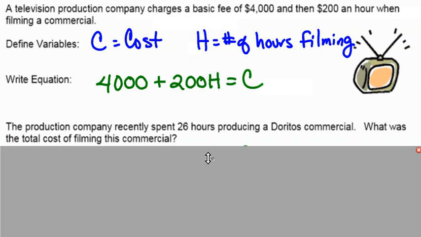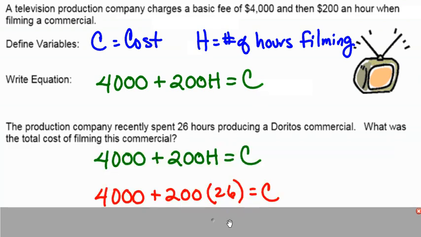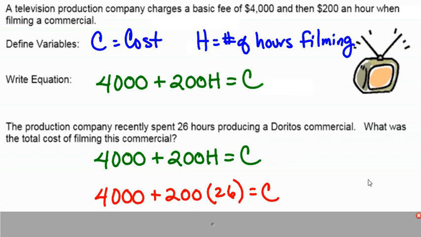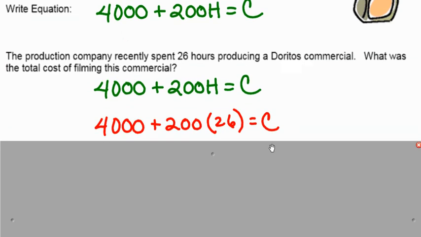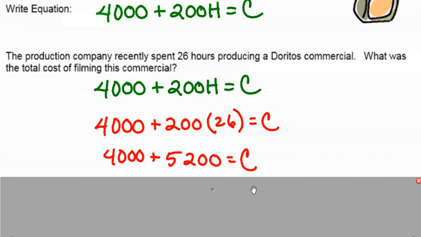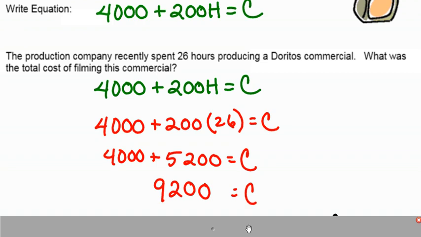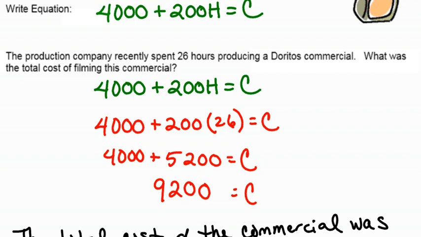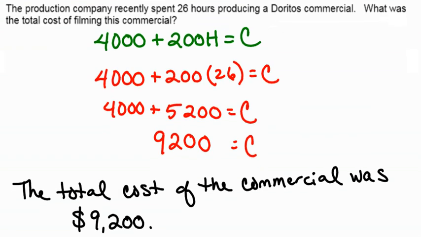Well, if we look at our equation, hours is represented by H. They spent 26 hours on that commercial. So if we substitute that into our equation, that will help us figure out the cost. So by substituting it in, we'll take 200 times 26, which is 5,200. We'd have to add that to our $4,000 just to get that basic fee covered, which means it cost them $9,200 for the commercial. And so that's what we were looking for. We're going to write a sentence to represent that. The total cost of the commercial was $9,200.